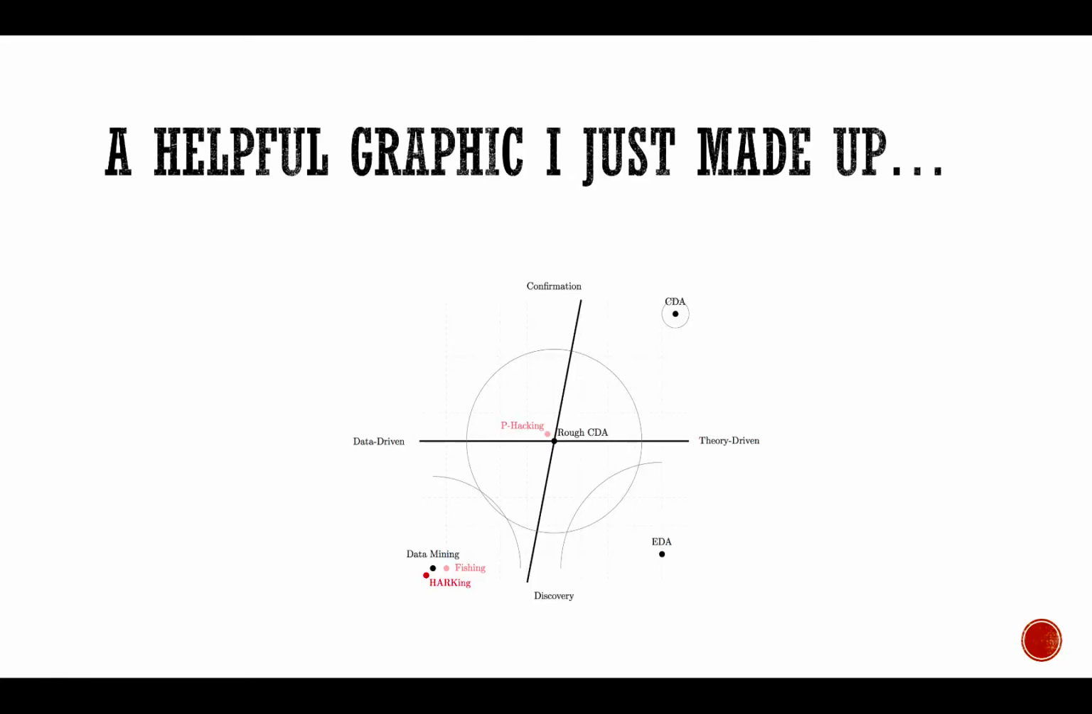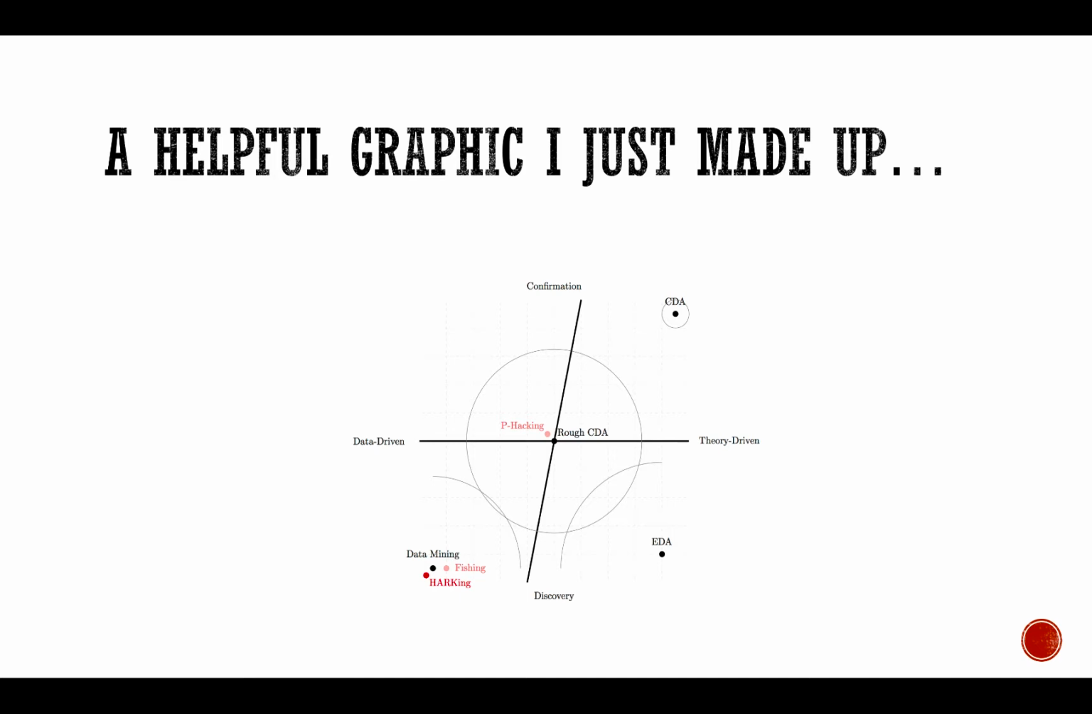So, if you notice that rough EDA, which I think is what most researchers do, they're halfway between confirmation and discovery. They haven't quite figured out their exact analytic approach, so they might do a little bit of exploration, but for the most part, they're testing a specific hypothesis. And in addition, they are driven by theory. They have a hypothesis because the literature says something, but they're also open to having the data influence their decisions. So that would be what we call rough CDA.